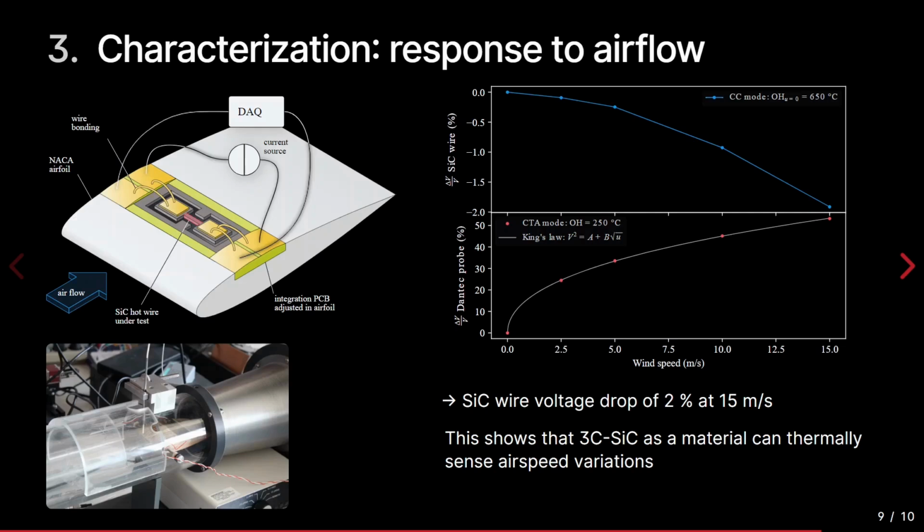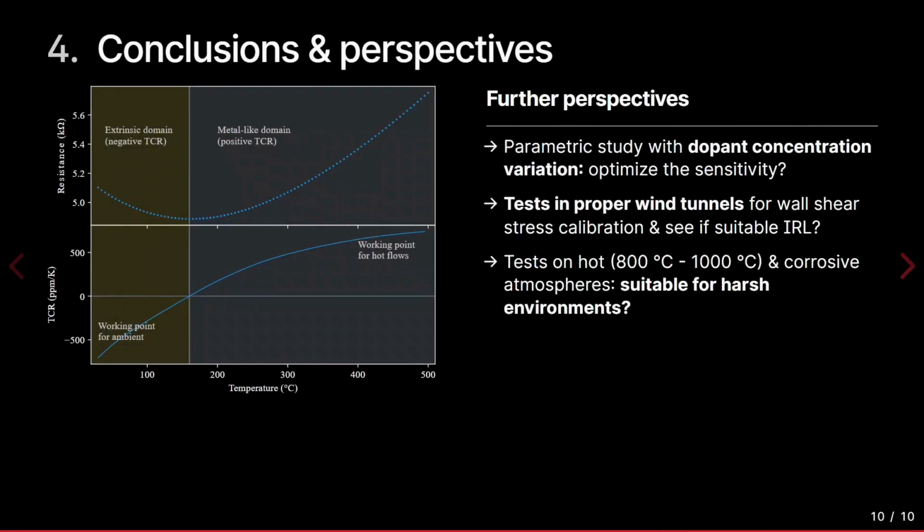So what is there to conclude about this? Silicon carbide can work for ambient temperatures and for hot flows, maybe further than 500 degrees. And what we need to do next is to optimize the sensitivity to achieve better TCRs than 700. We can do this by changing dopant concentration, by trying different things on the material itself. And then we have to calibrate the sensor in proper wind tunnels in order to determine the real wall shear stress response of the sensor.